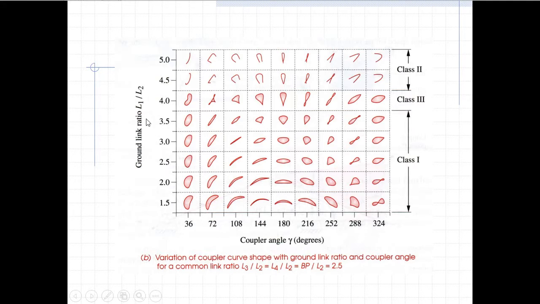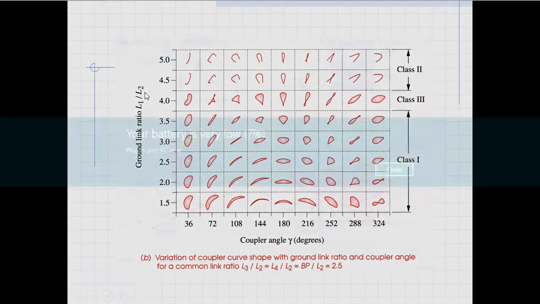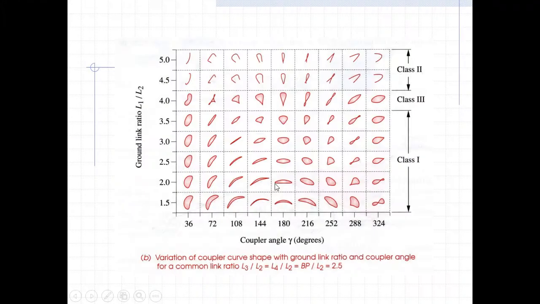So, for example, let's say that the length of the ground divided by the length of the crank is equal to 2. Then we are on this row. So right away we know, for example, if our crank has a length of 1 inch, that means our ground length will be 4 inches. And so right away we're on this particular row.